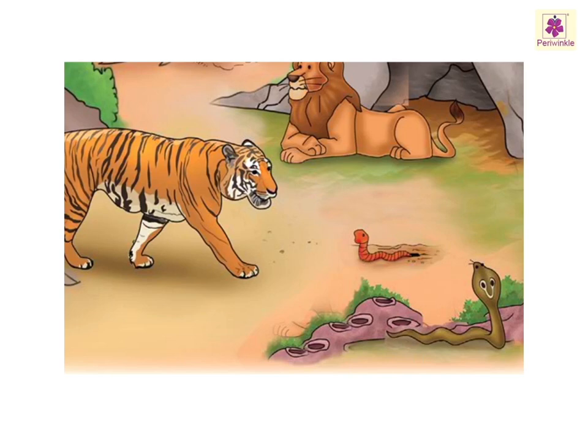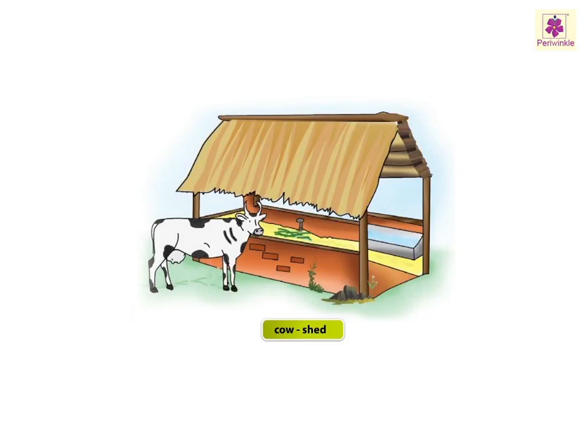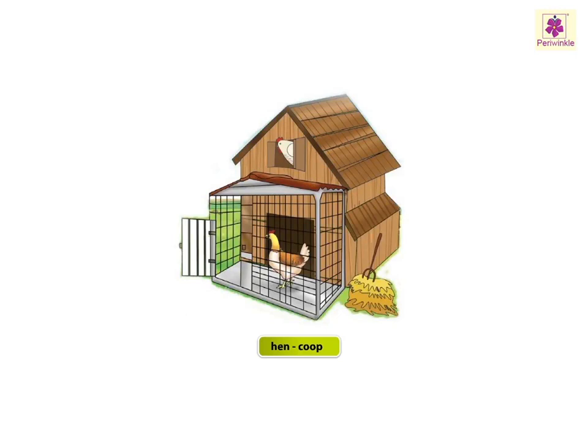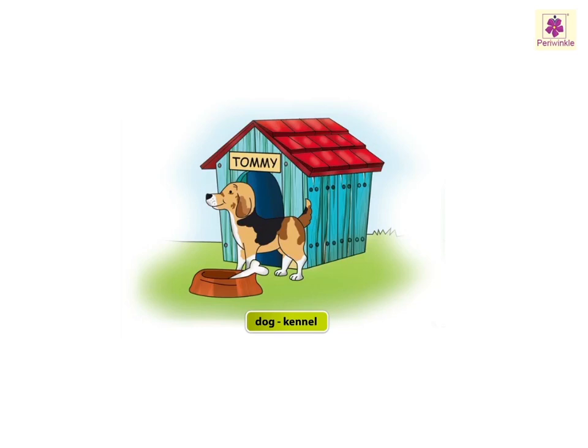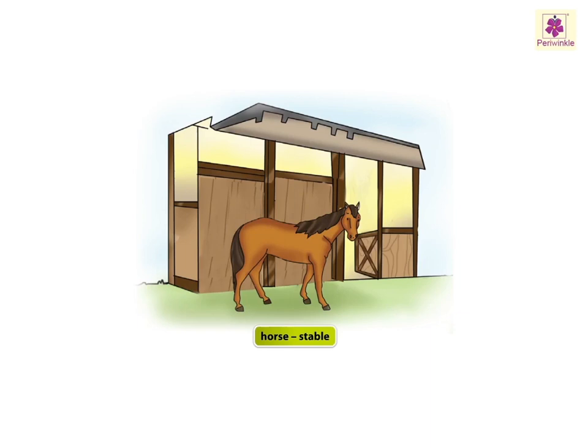Let's look at the homes of some domestic animals. A cow lives in a shed. A hen lives in a coop. A dog lives in a kennel. A cat lives in a basket. A horse lives in a stable. A sheep lives in a pen.